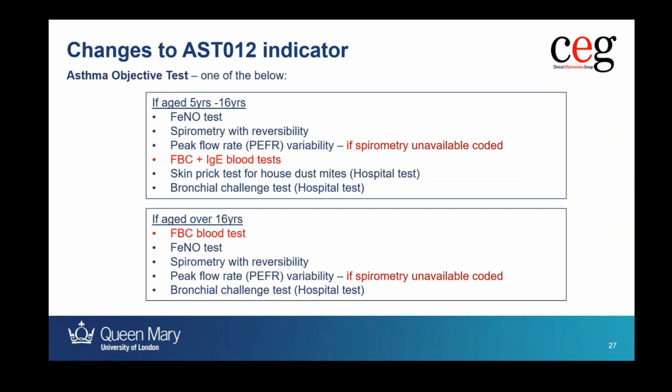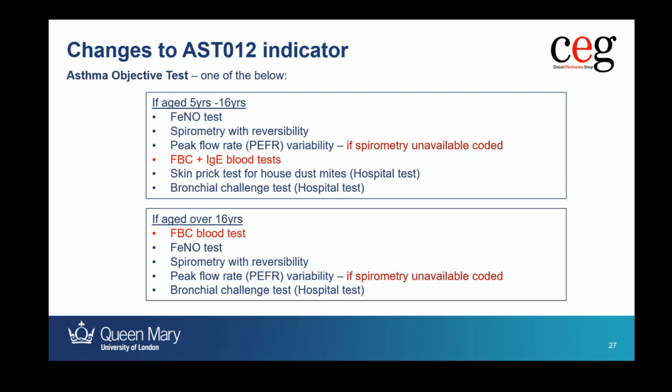So for this year, you need to complete one of the following. It's split up by age groups. For patients aged 5 to 16 years, you can do a FeNO test, or spirometry with reversibility, or peak flow rate variability test, but only if you also code that the spirometry is unavailable.